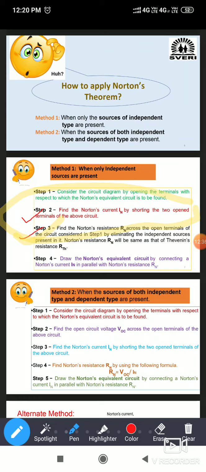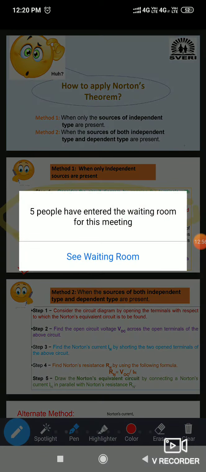And by making this, you can find out the equivalent resistance Rn between two terminals. So once you are finding the Rn value, you can easily draw the Norton's equivalent circuit, and between the A and B terminals, connect the load resistor as it is and find out the response.